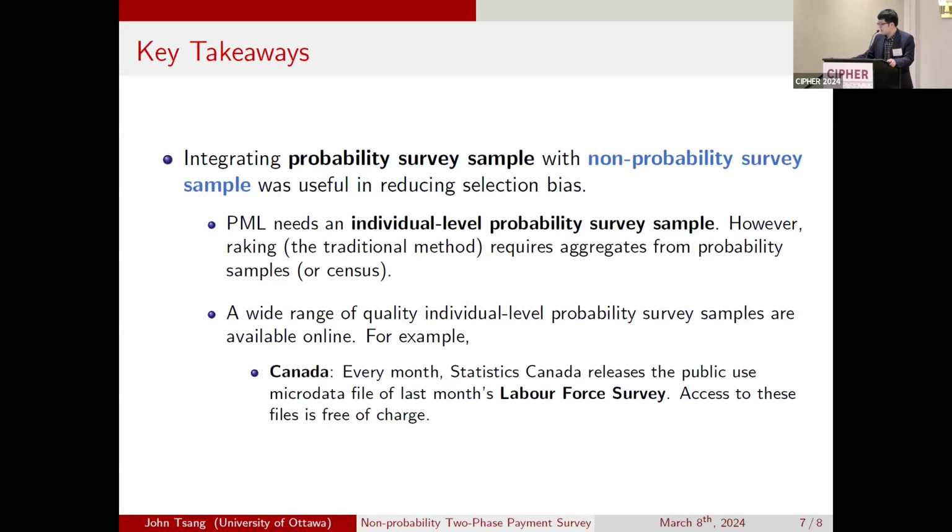For example, in Canada every month, StatsCan releases the public use microdata file of last month's Labour Force Survey. Access to this file is free of charge, it's online, everyone can download it from their website, and they have a pretty good release schedule about when they will release the file. The Labour Force Survey has lots of useful auxiliary variables, such as employment status and whether the individual has tenure for their job. Therefore, we see the potential of using PML, pseudo-maximum likelihood, for two-phase non-probability payment surveys instead of raking for weight estimation.